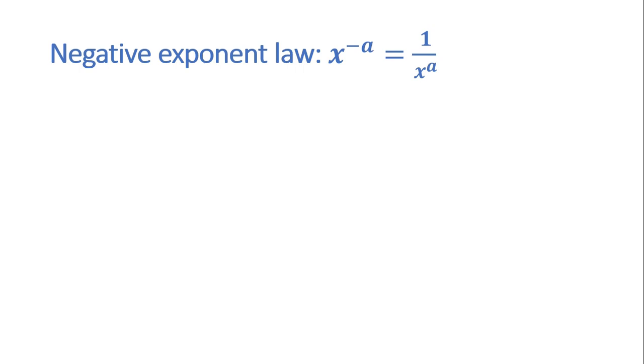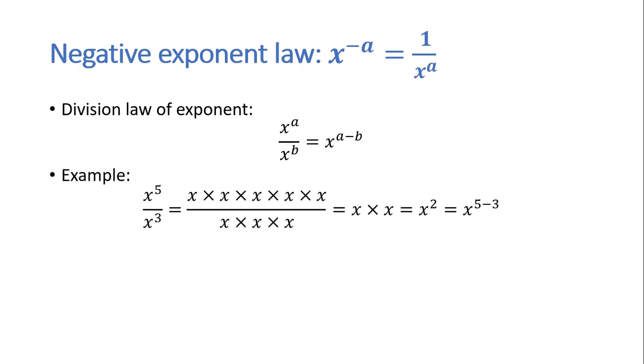Already, we have the division law of exponents, that is x to the power a divided by x to the power b equals x to the power a minus b. For example, take x to the power 5 by x to the power 3. Using the division law, the answer is x square. x to the power 5 is x into x into x into x into x, divided by x to the power 3, which is x into x into x.